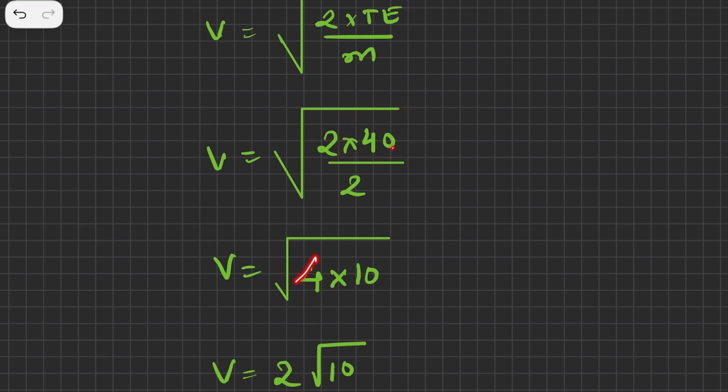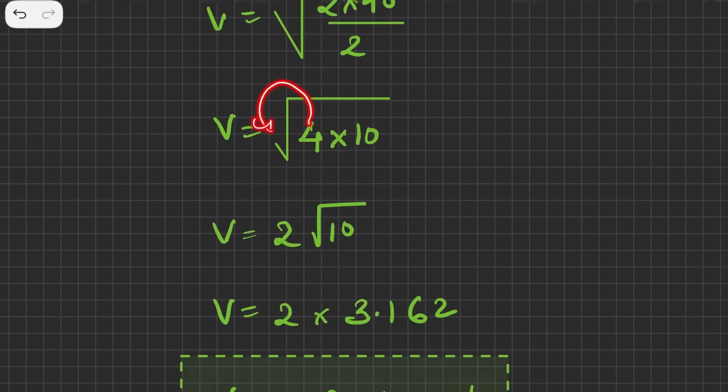Now root 40 can be written as 4 into 10, and 4 can be taken outside the root, which comes out as 2, and root 10 remains as it is. In yesterday's video I discussed this root 10. If you remember the value, you can directly put 3.16. If your board allows a calculator, then definitely you can use a calculator to find this value. If you do not use a calculator and do not remember this, then you will have to go by log and anti-log.